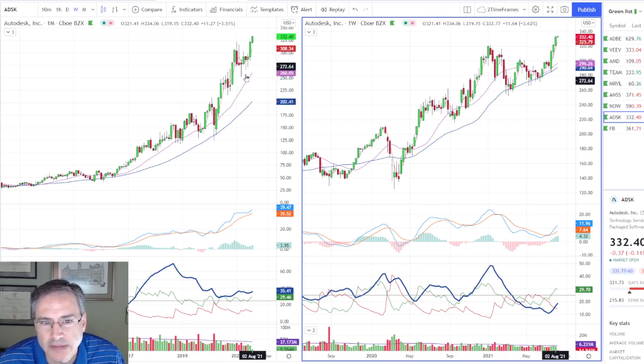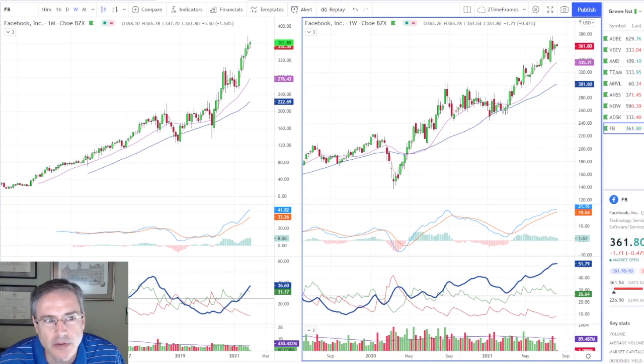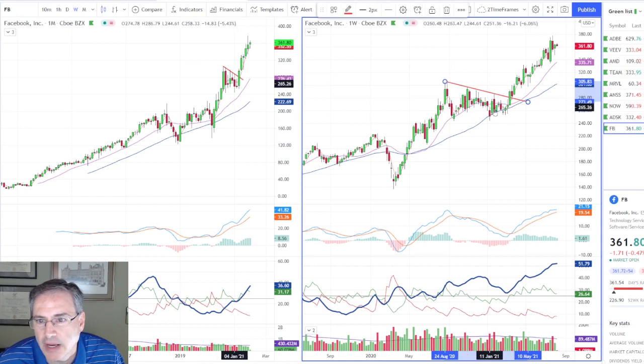This is another one that didn't quite reach the 18-month because it's been so strong, but similar pattern you want to be able to recognize. Let's go and look at Facebook. So Facebook clearly had a trend line in place that had touched it a couple times, and MACD didn't quite make it to the zero line.